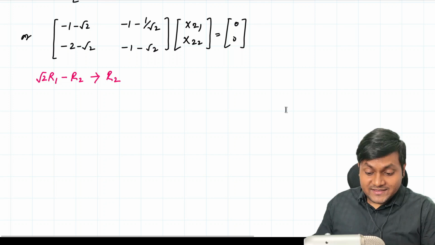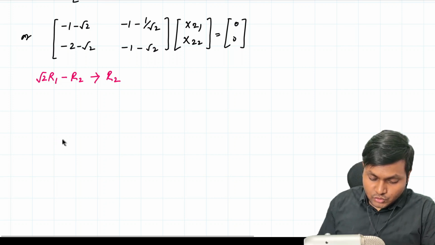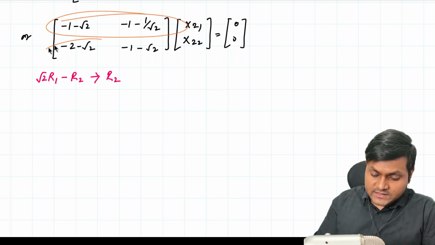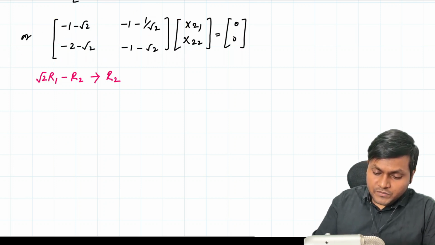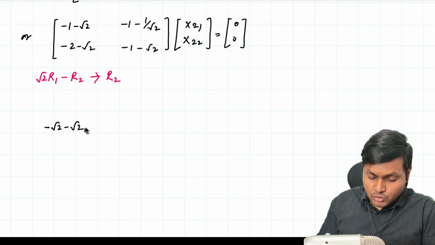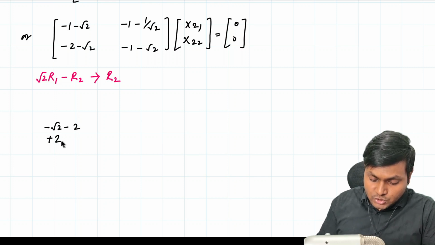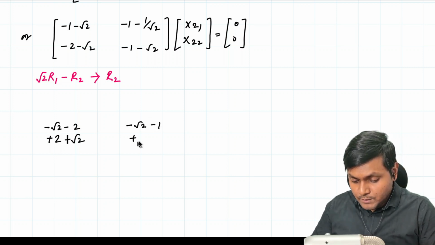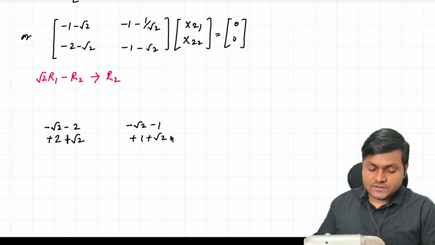That will simplify the problem that we have here. So if I multiply root 2 with the first row, and this is the second row, if I do that, this simply becomes minus root 2 minus root 2, and this becomes minus root 2 into root 2, which becomes 2. This becomes plus 2 minus root 2, and minus root 2 minus 1 plus 1 plus root 2. This is substituting the second row.